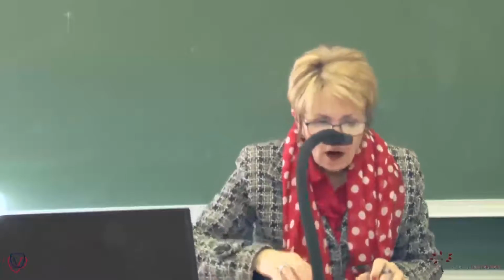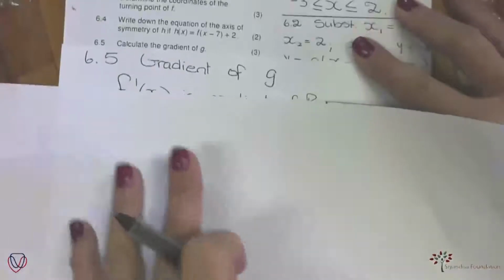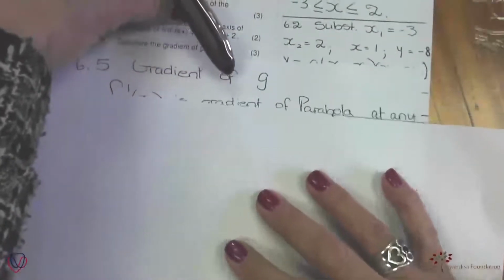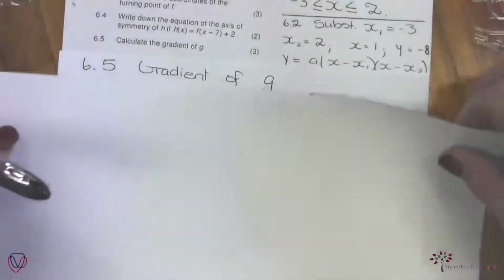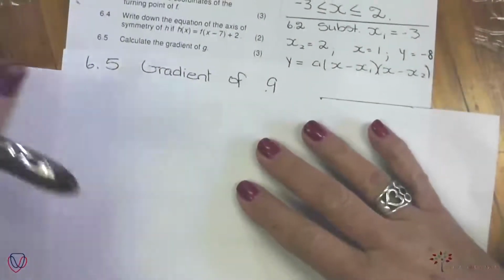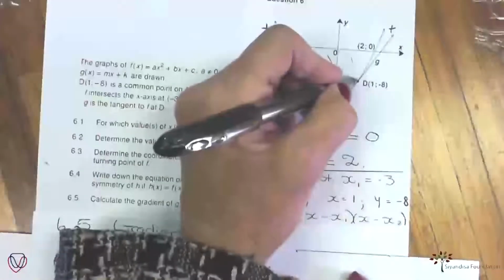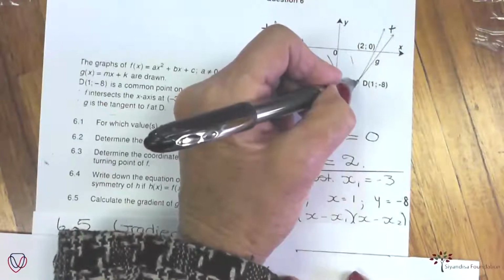Right. Then they asked another question. They said, in 6.5, determine the gradient of g. Voila. It's lovely to see how they actually combine calculus with functions. Because if you look at g, there's your g. It's a straight line. g is a straight line. You've only got that point there. How on earth will you be able to find the gradient?